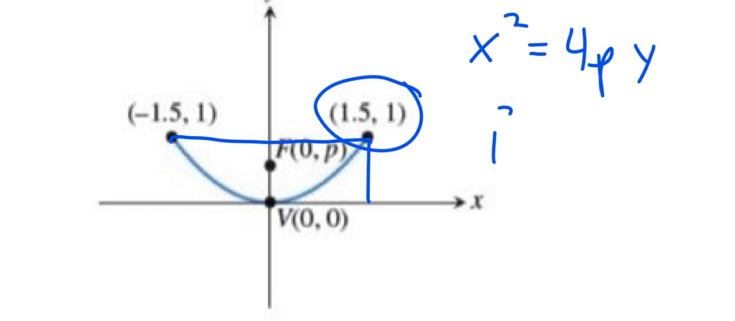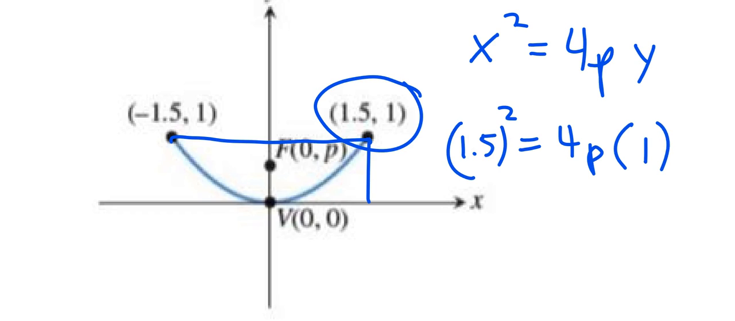1.5 and 1. So right now, oops, did I do that backwards? 1.5 squared over there, and the y value is 1. Okay, find me the value of p.